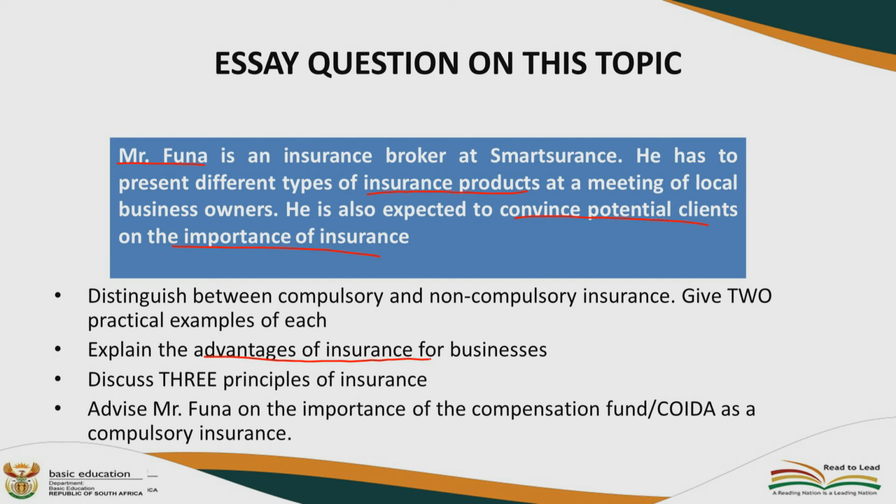Then discuss 3 principles of insurance. Remember, it's 3. There are actually 4. But here, the examiner wants you to give 3 principles. And usually, if it's 3 principles, it can be 4, 8, 12. It can be 6 marks or 18 marks if it's 6, 6, 6. So you need to know the principles of indemnification, principle of insurable interest, principle of utmost good faith, and explain like we did.